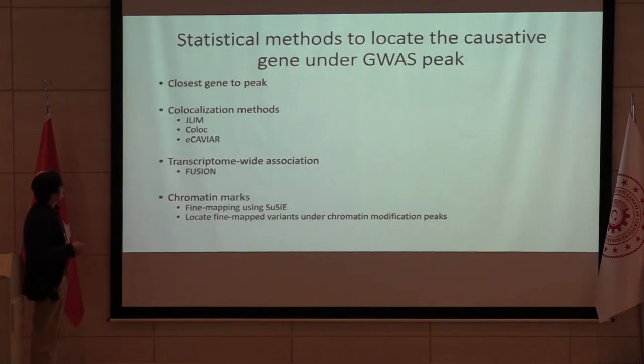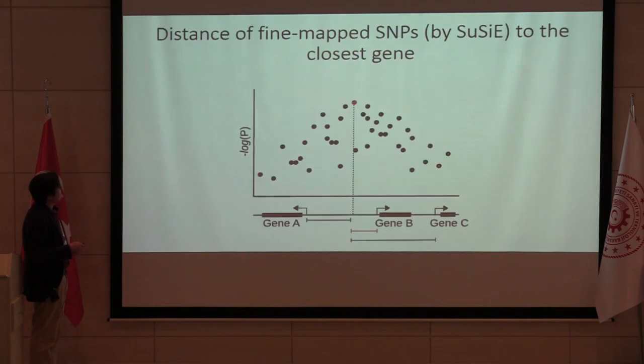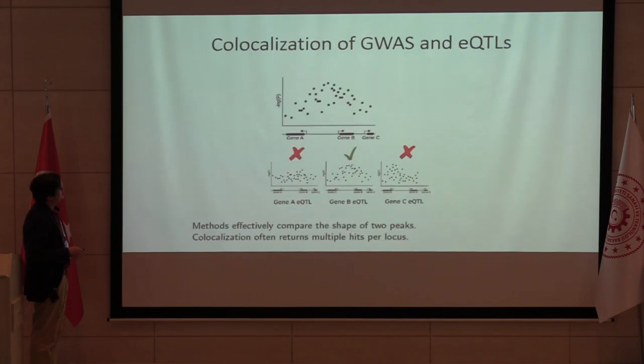So we ran colocalization methods, three of them: transcriptome-wide association studies, TWAS, FUSION, and analysis of chromatin marks. Chromatin marks work to some degree, it's just hard to find the right gene, and we just look at the closest gene to the peak. So again, colocalization between GWAS and gene expression, right?